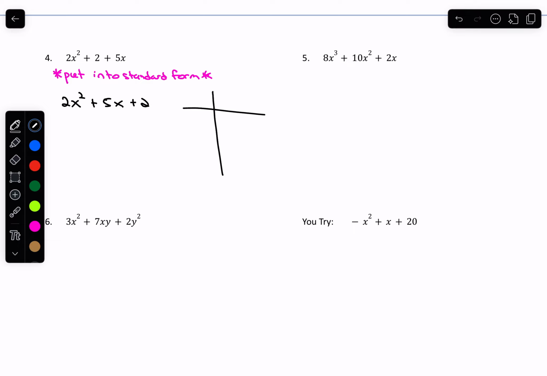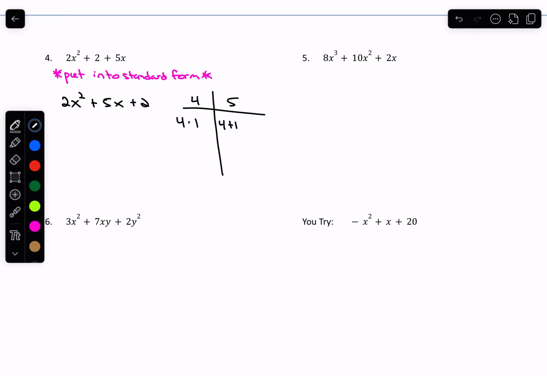We're going to make a t-chart. A times c is 2 times 2, which is 4. The b value is 5. Notice that the b value is bigger than the ac term. So because the b value is bigger than the ac term, 5 is bigger than 4, the first numbers I'm going to try are 4 times 1. Because when I choose two factors that in this case are both positive, and they're as far apart as possible, that'll give me as big of a result as possible.